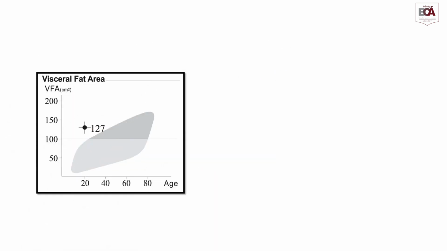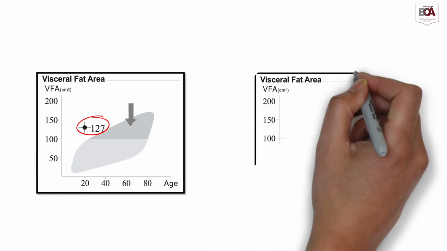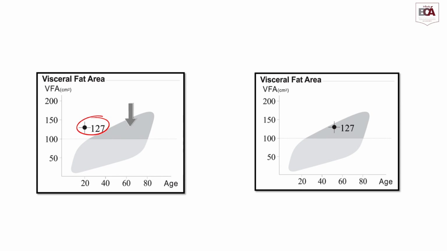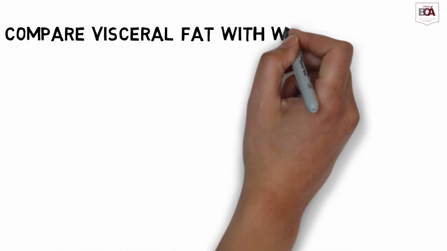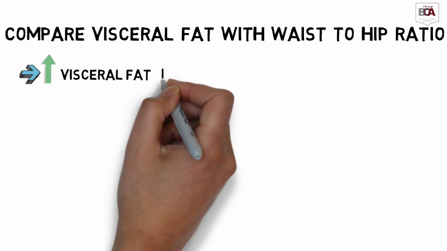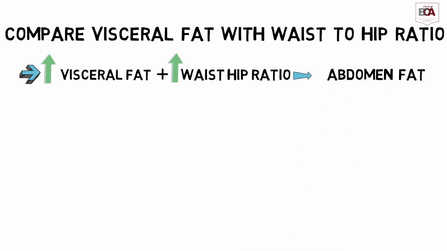The gray shade indicates the buffer depending on the age group. If someone in the age of 20 has 127 cm² as visceral fat area, then it will be high. However, if someone in their 50s has the same amount, it will still be considered fine, since it is within the gray shade. If someone has high visceral fat as well as high waist to hip ratio, the person is basically having a lot of fat in the abdomen.